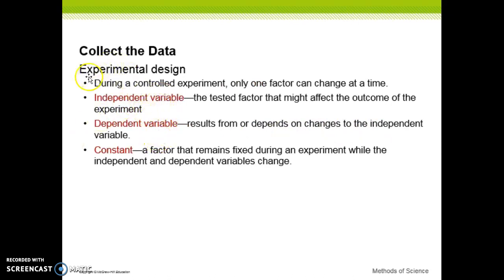So experiment design. During a controlled experiment, only one factor can change at a time. Well, what do we mean by factors? Independent variables. These are the tested factors that might affect the outcome of an experiment. And the dependent variable results from or depends on the changes to the independent variable. So let me stop for a second.